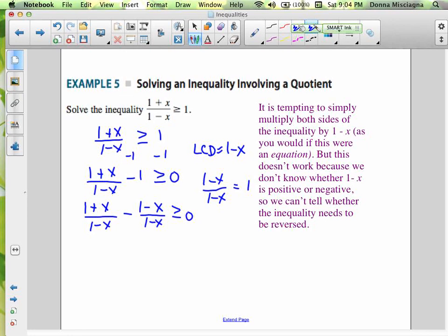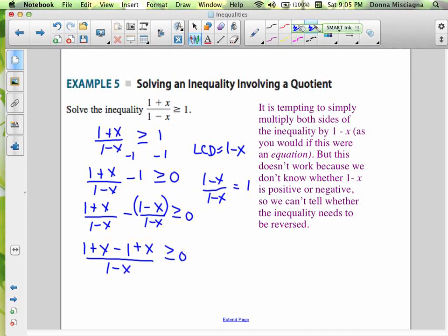Now let's combine the fractions into one fraction. Since we have a like denominator, all we have to do is add the numerators and keep the denominator. So we have 1 plus x. Now be careful. You're not subtracting 1, you're subtracting 1 minus x. So remember, anytime you've got a subtraction sign there, use parentheses and remember to distribute your negative. So we have minus 1. That's negative. But we have minus a negative x. If we're subtracting something negative, that's the same as adding. You're taking away something bad, that's good. So that's going to be a plus x, all over our common denominator of 1 minus x, is greater than or equal to 0.